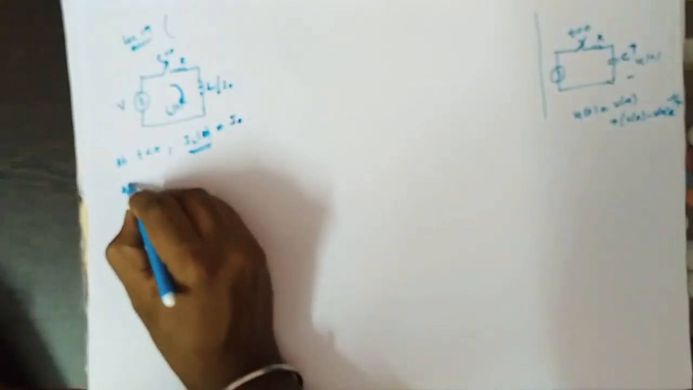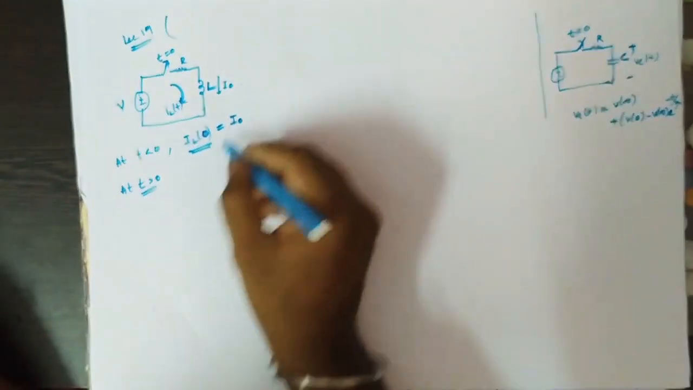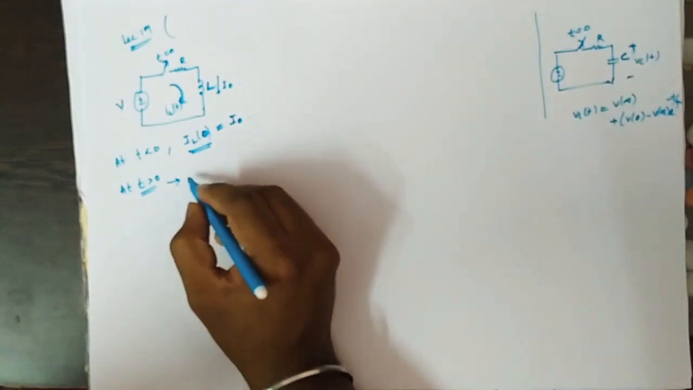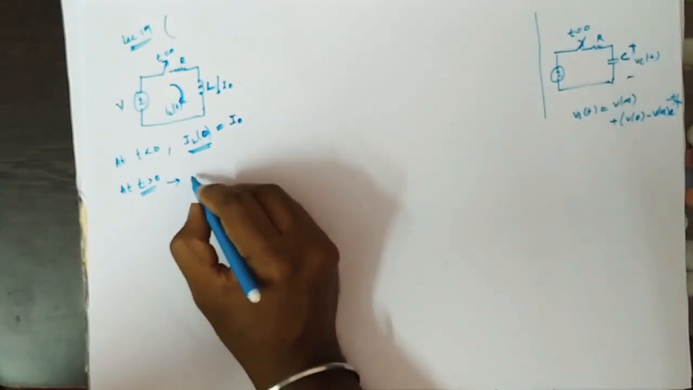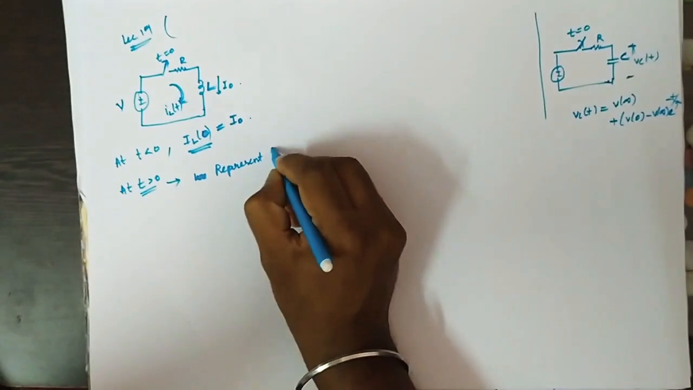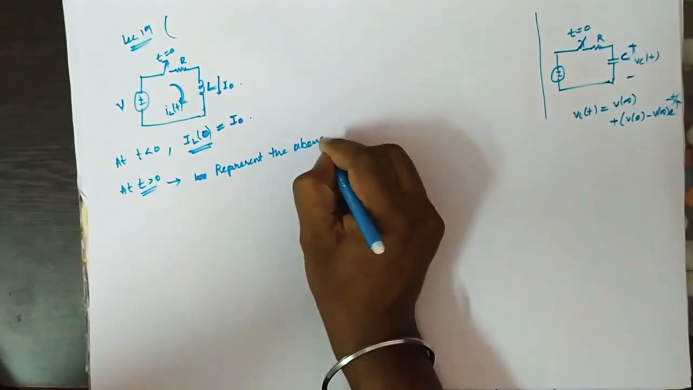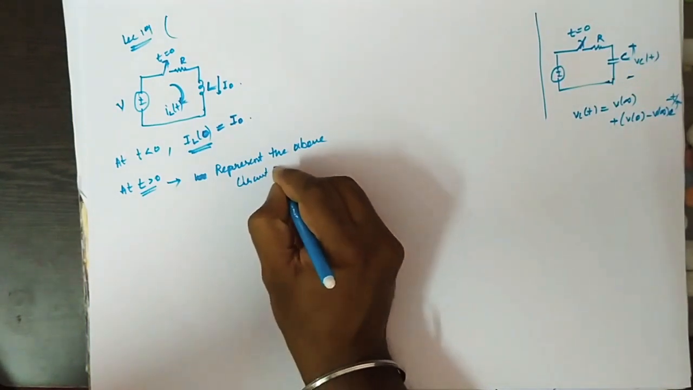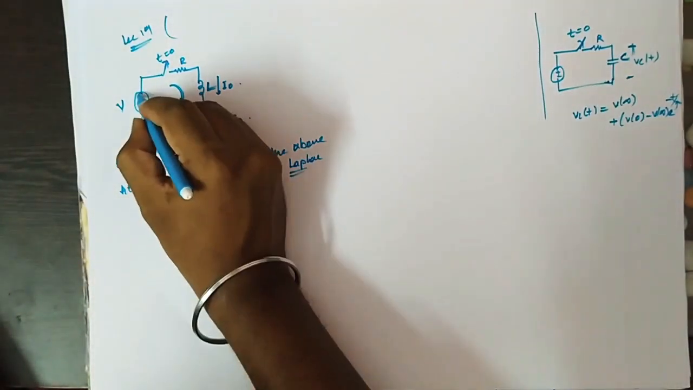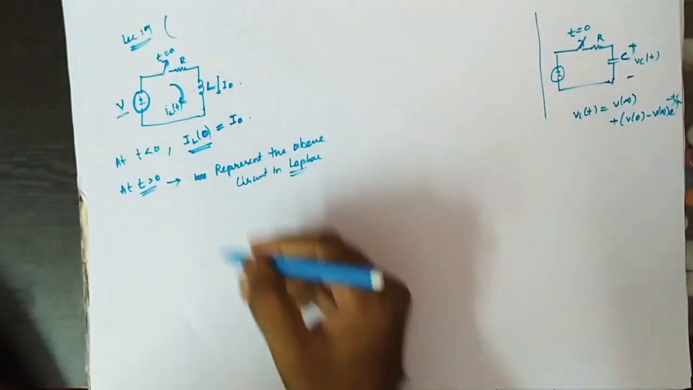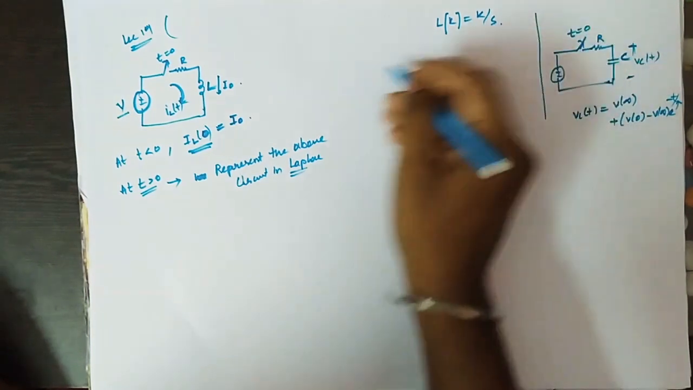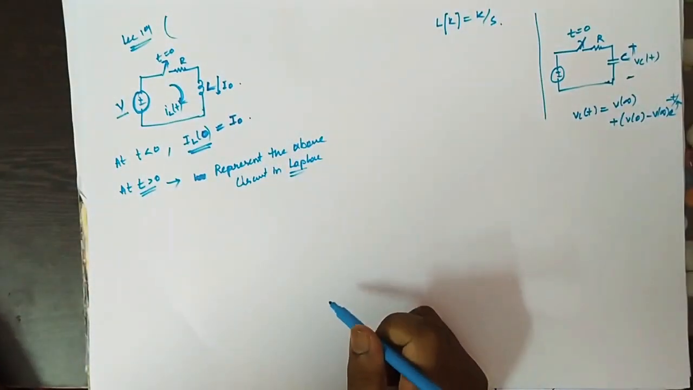Now at t greater than 0, this is the main step we need to understand. At t greater than 0, we have to represent the above circuit in Laplace form. The main item is: Laplace of a constant k is k by s. The Laplace of an inductor L is sL.